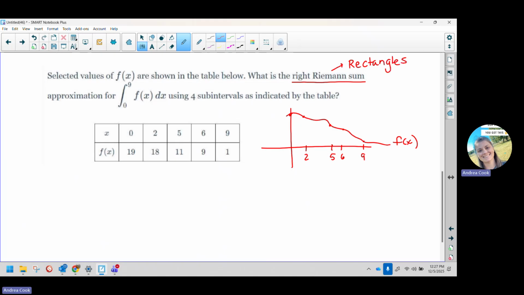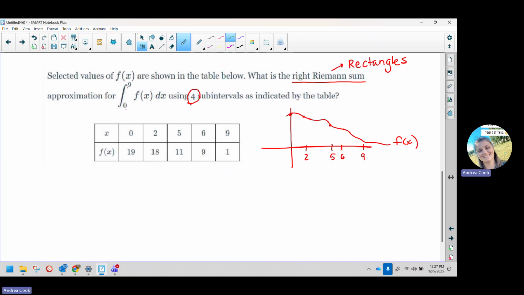And they will always have to give you that information. And then they're always going to have to give you how many rectangles they want you to use. So this is telling us they want us to use 4 rectangles, 4 subintervals. Take 0 to 9 and divide it into 4 rectangles.